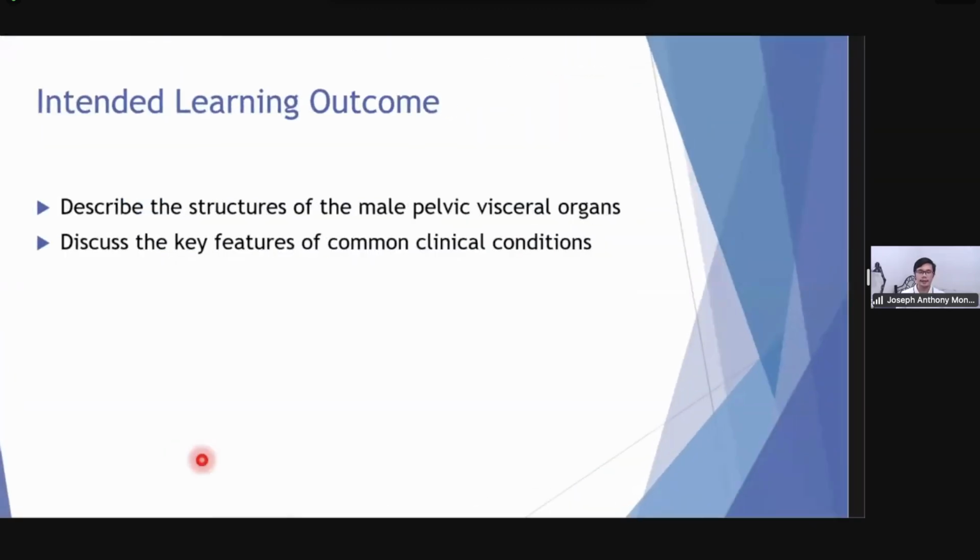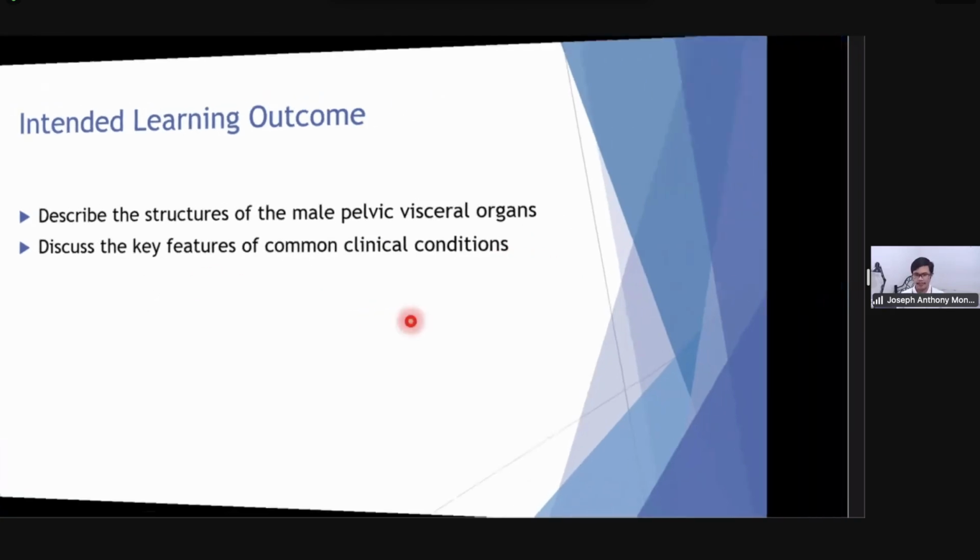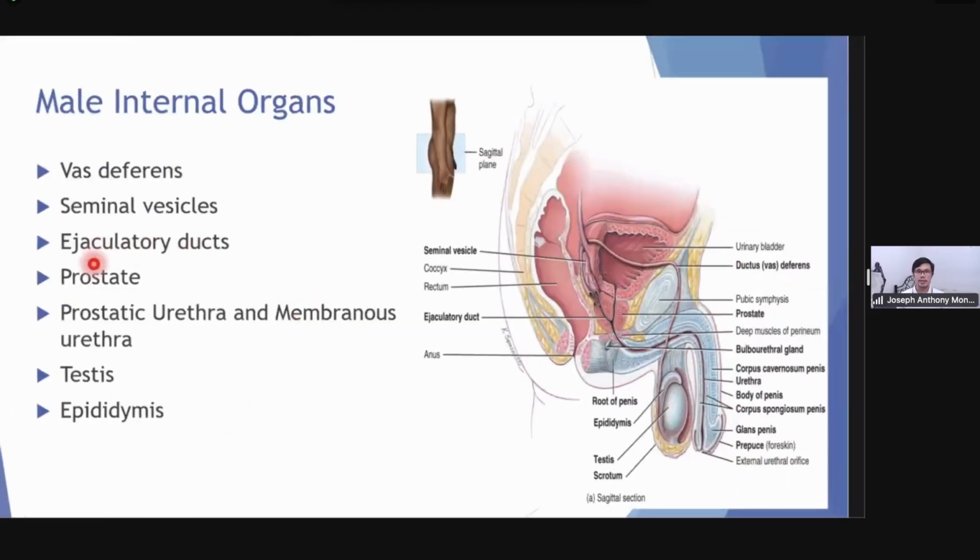Okay, for my intended learning, we are to describe the structures or organs found in the pelvic cavity of the male. We are also to discuss the common clinical conditions that we usually see during our clinics, and let's correlate them with the anatomy and the structures that we see in the cavity area of the male. Okay, this is just an overview of what we are going to discuss.